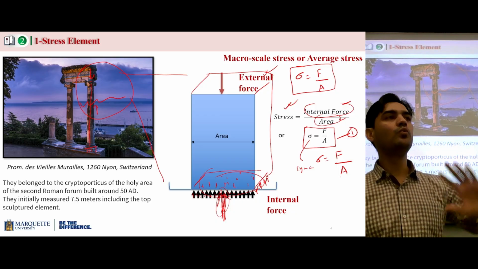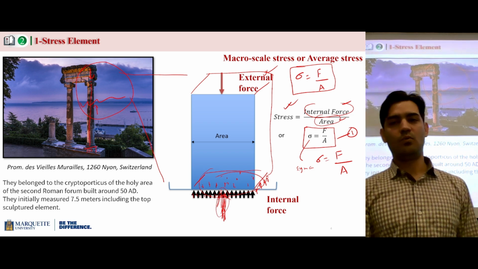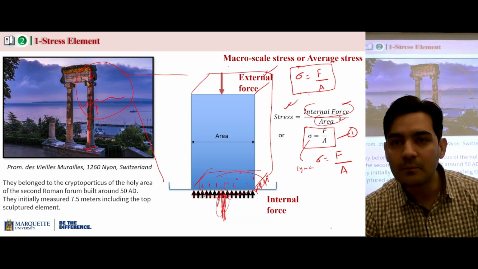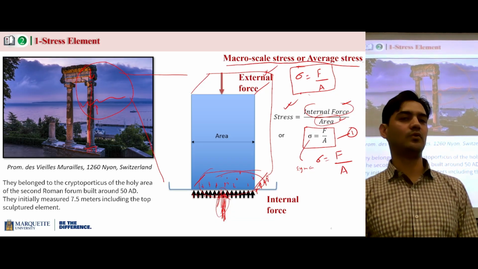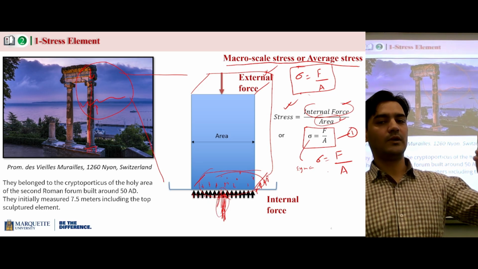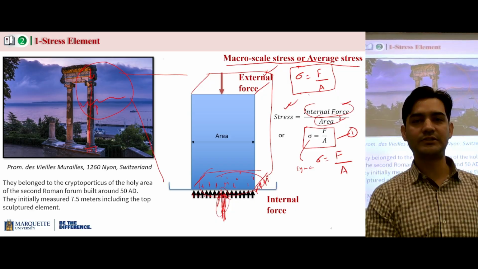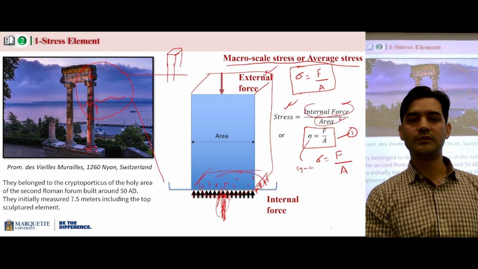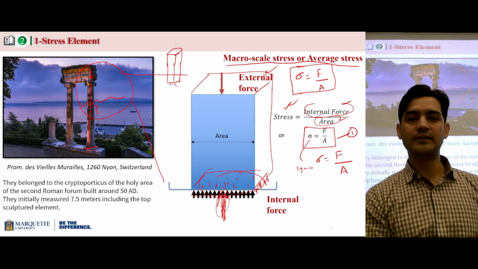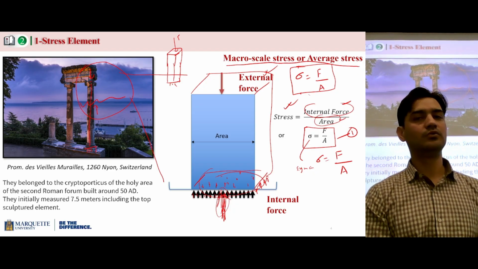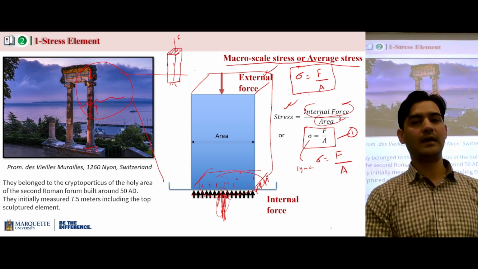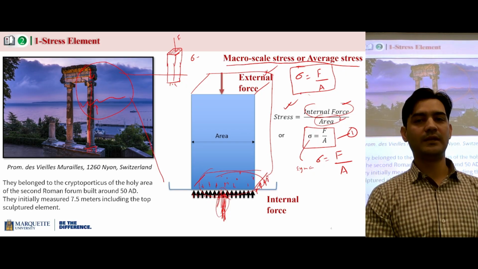And there are two ways you can visualize stress. One of the ways, which I've shown you here, is called the macro scale or average stress approach. So this is the first approach where you can calculate stress. In this approach, you have a member, and there's a force being applied to that member, and we know the area over which the external force is being applied. So the stress would be the force over area.